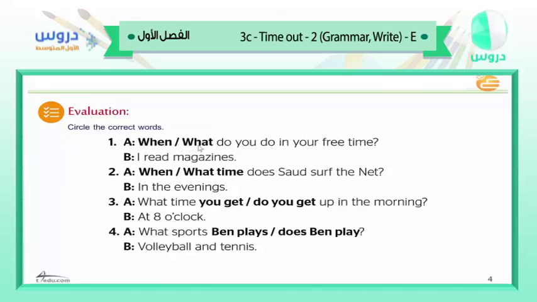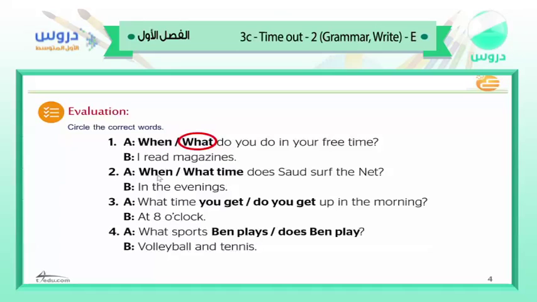So we have to say, what do you think, when or what? There is no time here. We didn't talk about any time. He didn't answer anything about the time. So we have to say, what? What do you do in your free time? I read magazines. Exactly.